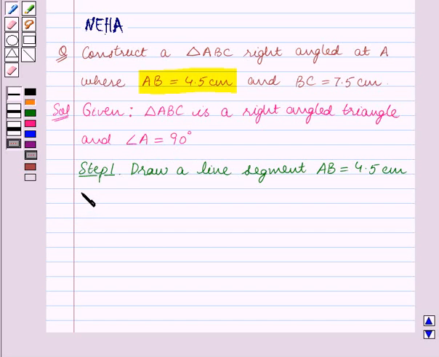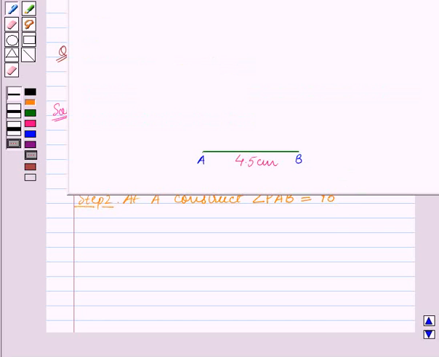Step 2 is at A, construct angle PAB which is equal to 90 degrees. So we have to construct an angle of 90 degrees at A. For this, we first draw an arc with center at A and any radius. Then we bisect this arc. Since this angle is 180 degrees, the angle formed by bisecting this arc is equal to 90 degrees. So angle PAB is equal to 90 degrees.